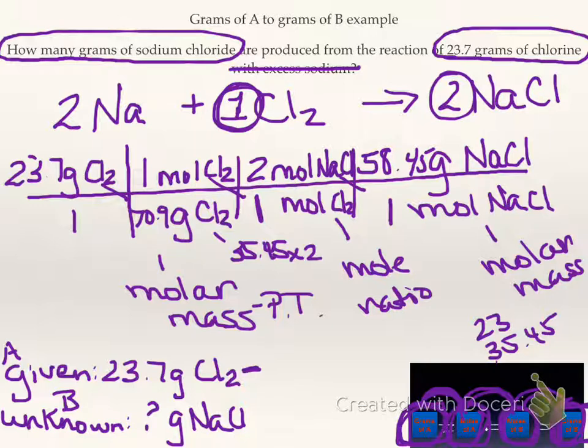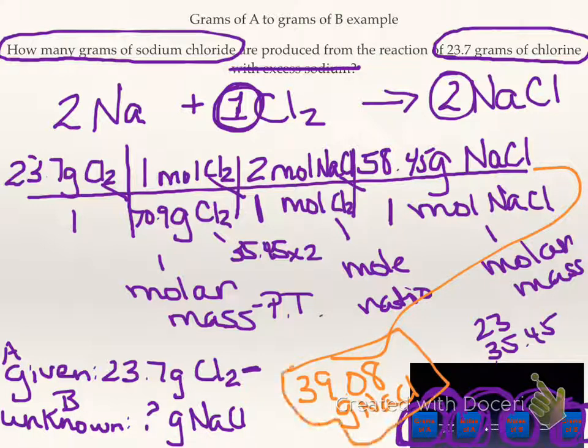Now we're just down to the math. So let's see, we take 23.7 times 1 times 2 times 58.45. Then we divide by the bottom, so we're going to divide by 70.9. And that gives us an answer of, where am I going to write my answer? Here's a space, 39, I'm going to round to 39.0 and 0.8 grams of sodium chloride. So that would be my answer. That's a 3-step stoichiometry problem.